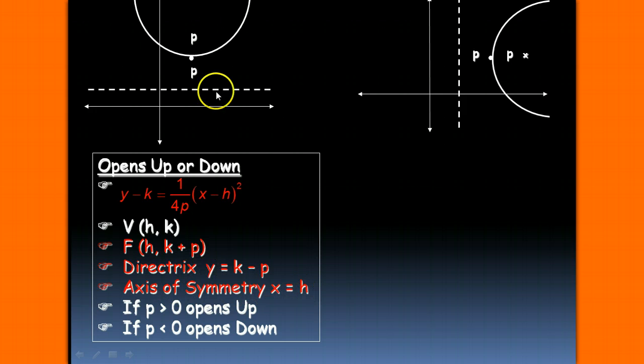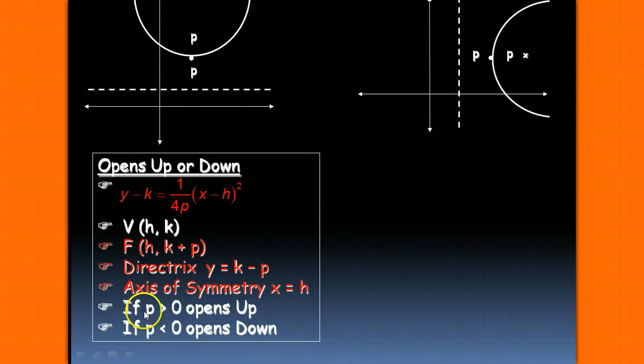If you take the h value, which is our x value at our vertex, and you just drew a dotted line straight up here, well, what you would have is you could fold that parabola over itself like this, and it would be a perfect match. That's the axis of symmetry.